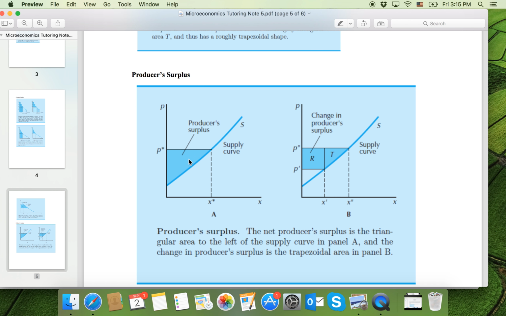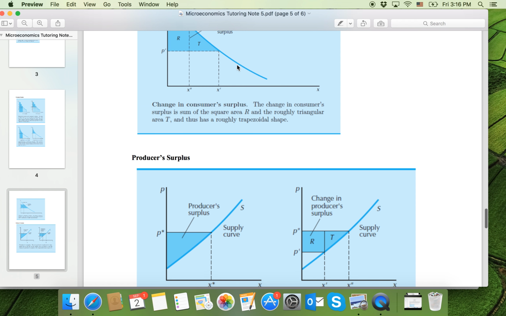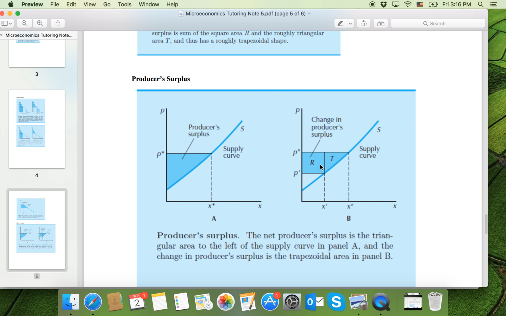And then the blue area is the producer surplus, or you can also think of it as the profitability. Okay, so when price goes from P prime to P double prime, contrary to the consumer's case, the producer surplus actually increased. So before it was this small blank triangular area, now it's this bigger triangular area.